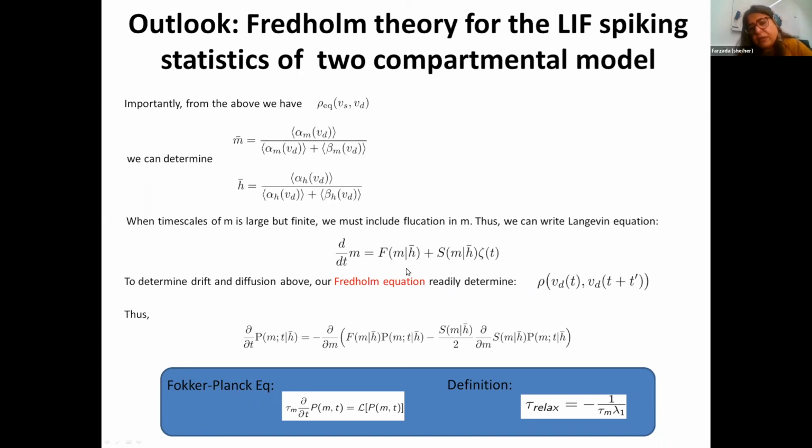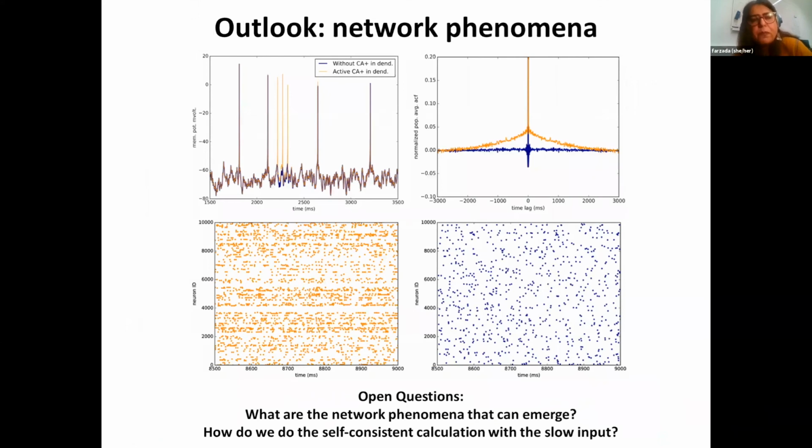And we can write the drift and diffusion for the fluctuation of the activation variable M. As a result, we can write the Fokker-Planck equation and calculate the tau relax. So this is a sketch of the calculation. This is what we are working on. This is an outlook, but I wanted to illustrate in a little bit of detail how we can do it.